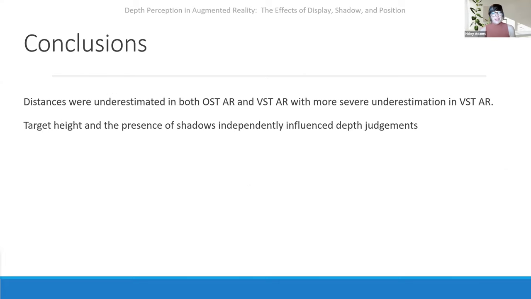In conclusion, people underestimated distances in both displays, and distance underestimation was more severe in the Vario XR3 than the Microsoft HoloLens 2. And although we found effects of both shadow and height as perceptual theory and previous work would predict, we did not find the predicted interaction between object height and the presence of cast shadow, which is a fruitful topic for future investigation.